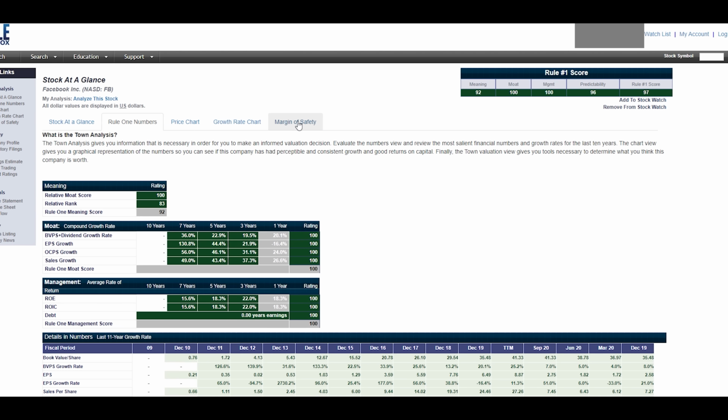I don't actually use their margin of safety calculator. I do all of my valuation stuff manually, but that's just me. I mean, up to you.